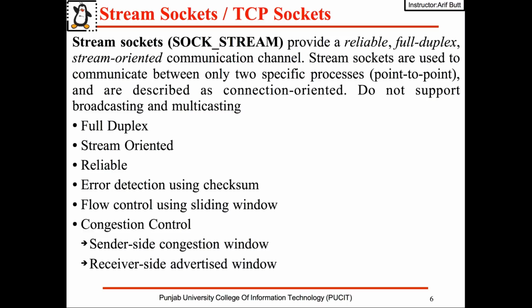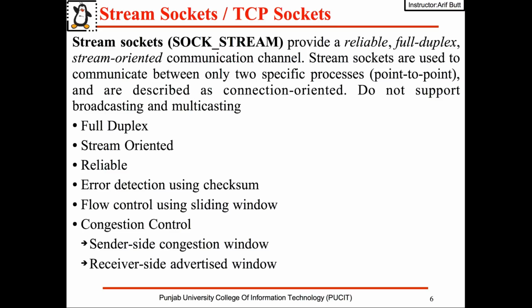Full duplex means data can be transmitted in both directions. Stream-oriented means, as with pipes, there is no concept of message boundaries in TCP sockets. As far as reliability is concerned, reliability is achieved by sequence numbering and acknowledgements so that the data can be reconstructed in order, regardless of any fragmentation, disordering, or retransmission of lost packets.